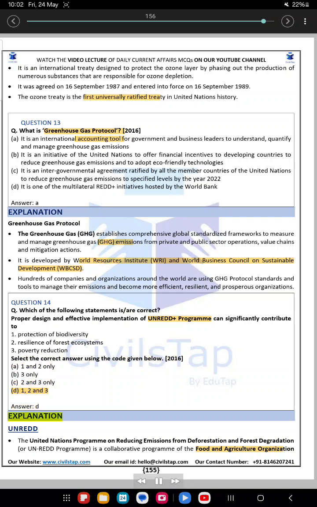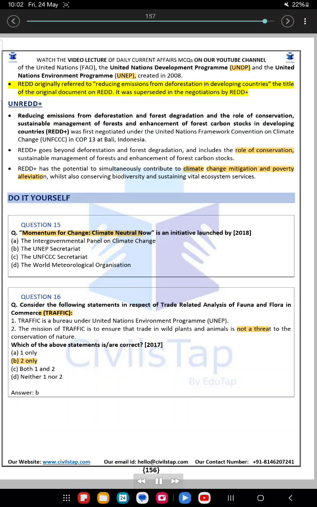Answer D. Explanation. UN-REDD. The United Nations Programme on Reducing Emissions from Deforestation and Forest Degradation, or UN-REDD program, is a collaborative program of the Food and Agriculture Organization of the United Nations, FAO, the United Nations Development Programme, UNDP, and the United Nations Environment Programme, UNEP, created in 2008. RED originally referred to Reducing Emissions from Deforestation in Developing Countries, the title of the original document on RED. It was superseded in the negotiations by REDD+.